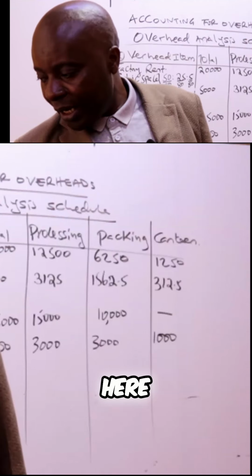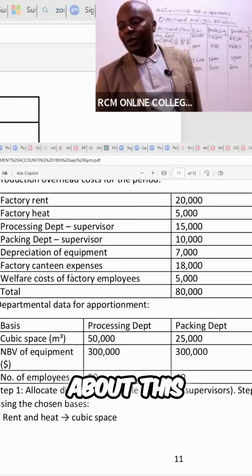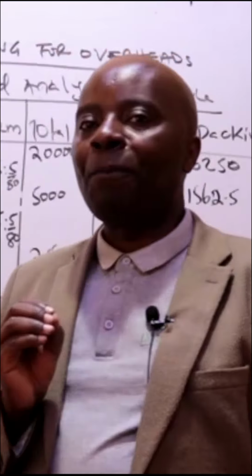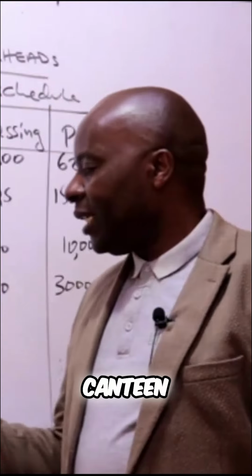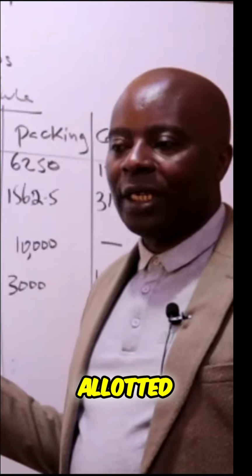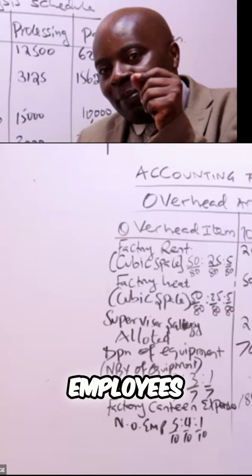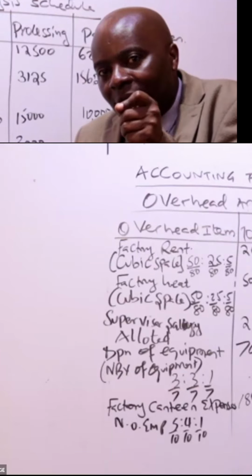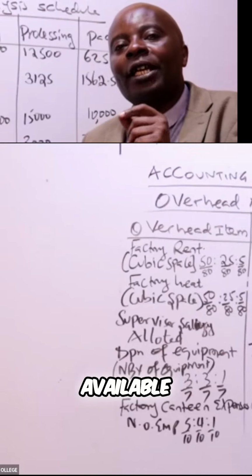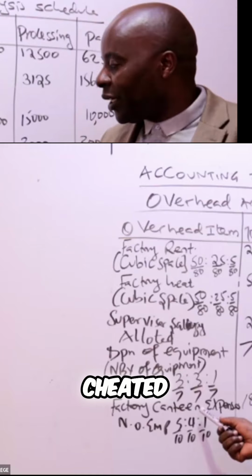The next one here is factory canteen expenses. Now that we are talking about canteen expenses, why can't we just say this is as good as allotted and take everything to the canteen? Do you want to tell me that it is only the employees of the canteen who are eating this food? The food is available to everybody, so don't be cheated by the word canteen.